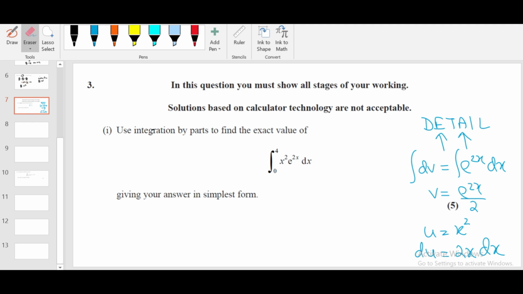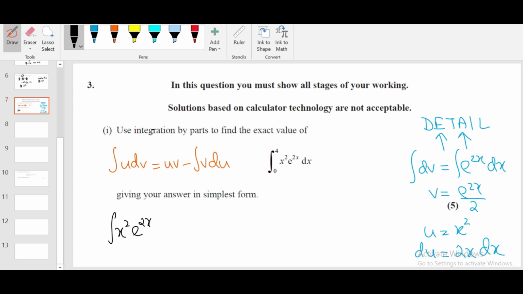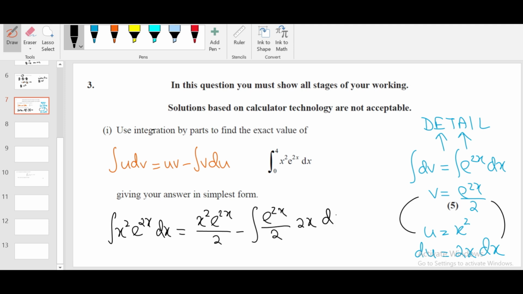Now we are going to apply the integration by parts. First write the rule, integral u dv is equal to uv minus integral v du. That's a rule. Integral u dv is the original function. x square e power 2x dx is equal to uv, which is x square e power 2x by 2 minus integral v du, e power 2x by 2 times 2x dx.